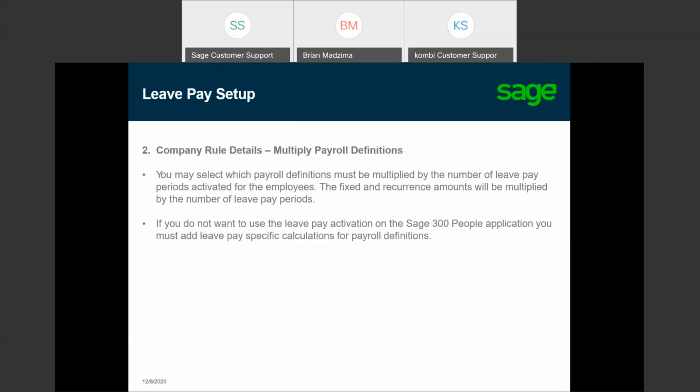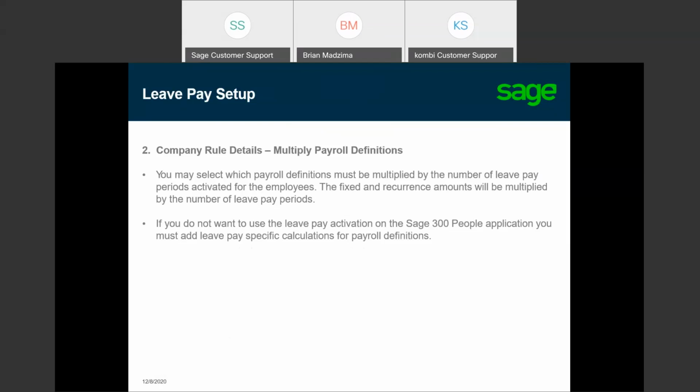So let's have a look at company rule details and multiply payroll definitions. You may select which payroll definitions must be multiplied by the number of leave pay periods activated for the employees. The fixed and recurrence amounts will be multiplied by the number of leave pay periods when activating leave pay.